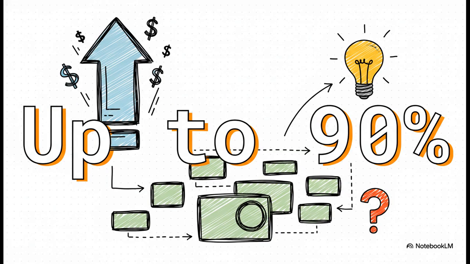Okay, so you thought 72% was good? How about savings of up to 90%? And no, that is not a typo. Spot instances let you bid on spare, unused EC2 capacity in the AWS cloud. The price is incredible, but, of course, there's a pretty big catch.